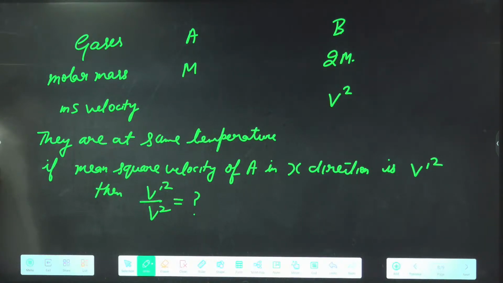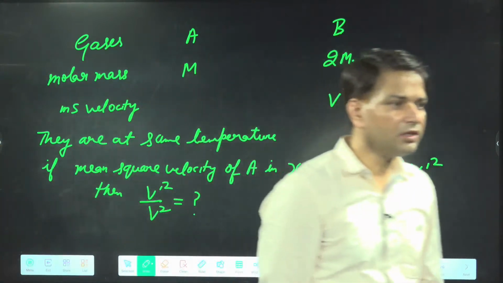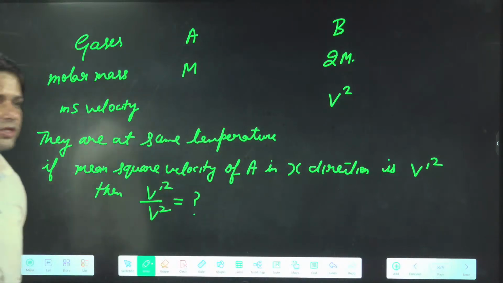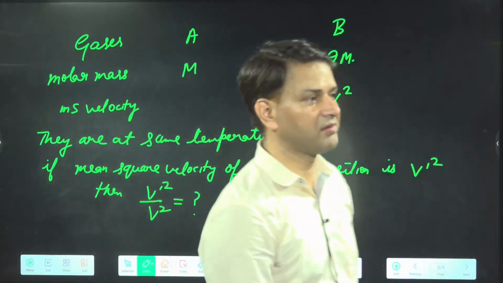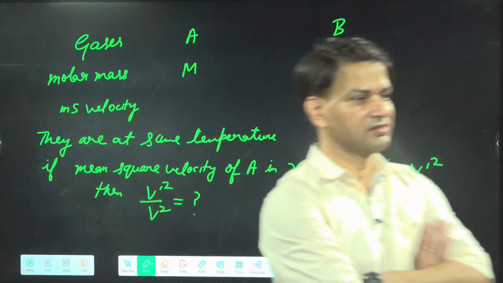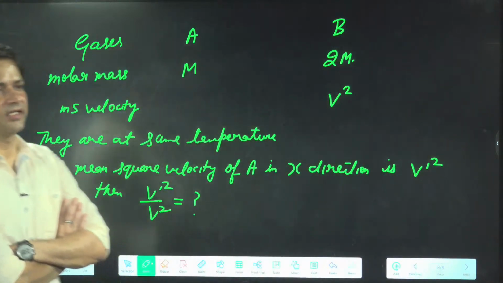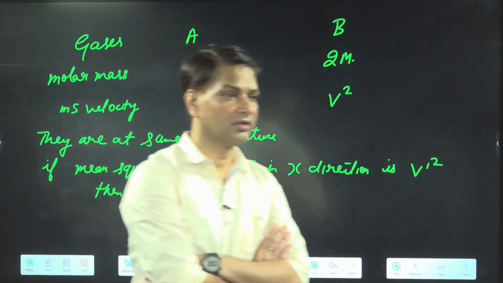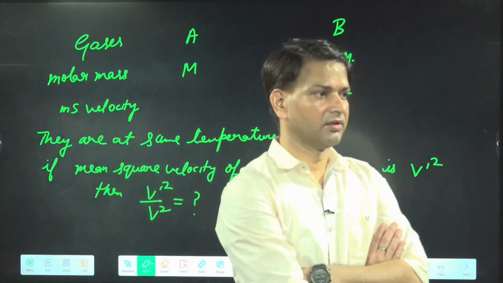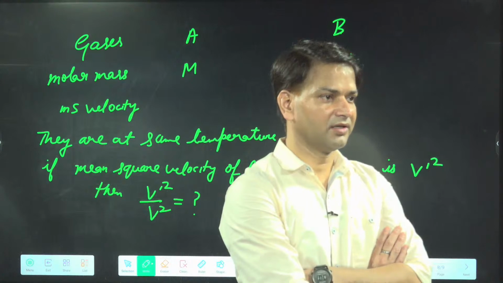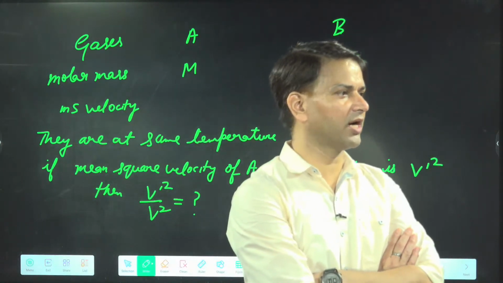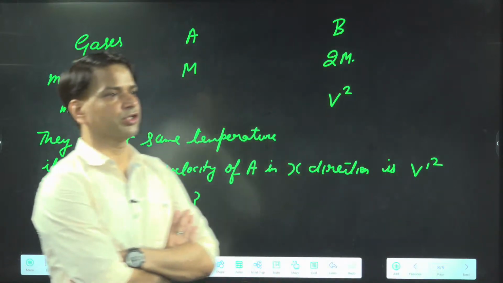What is the answer? 2 by 1. Okay. Vikram, you have not read the question properly. Root 2 is to 1. Okay. Any other answer? 2 is to 1. Trishal. Okay. Any other answer? Why are the people getting 2 is to 1? Okay. They are taking the under root 3RT by M. So under root 3RT by M, so velocity of A will come.